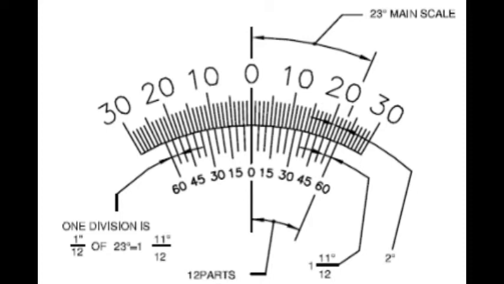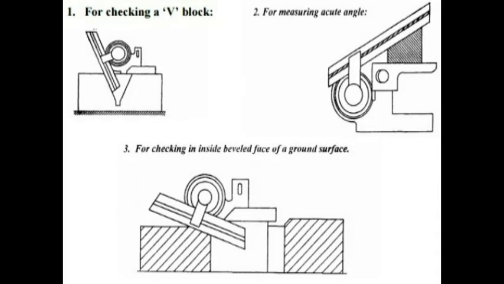Okay, so now what are the uses of the vernier bevel protractor? The bevel protractor is used for checking the inside beveled face of the ground surface, it is used for checking the V blocks, and it is used for measuring acute angles. Okay, so this is the vernier bevel protractor.